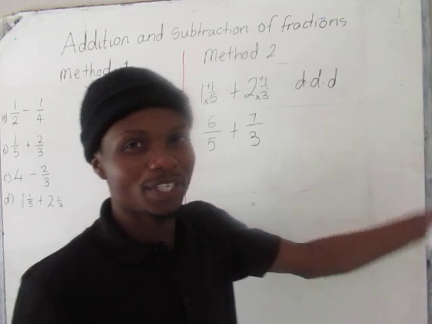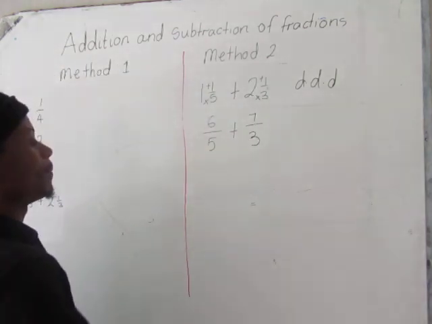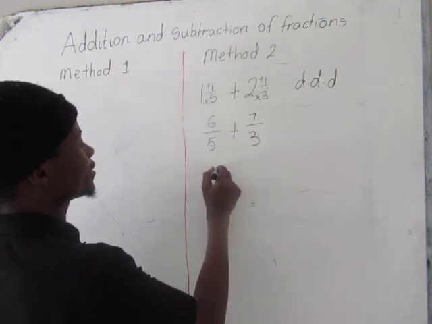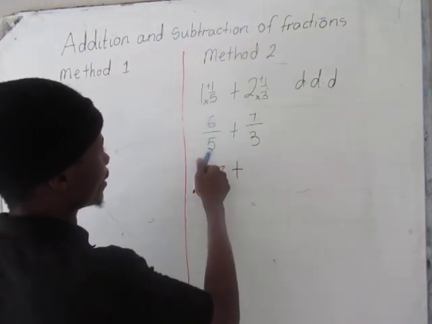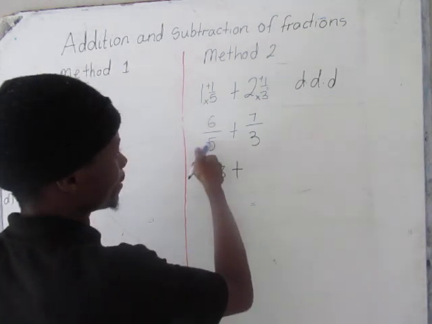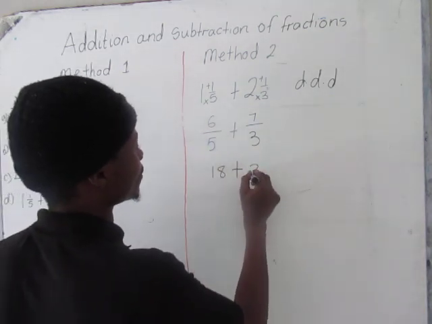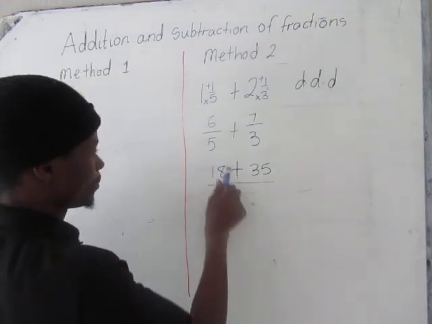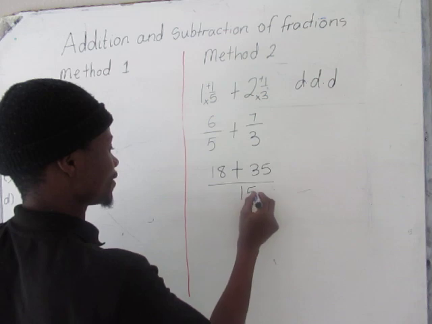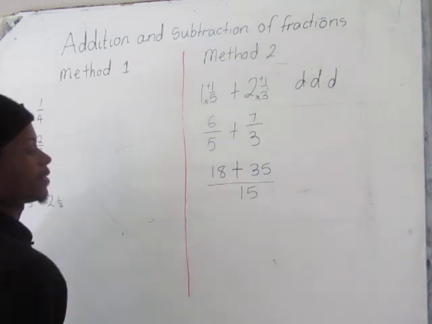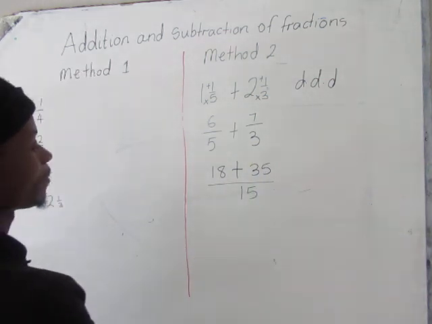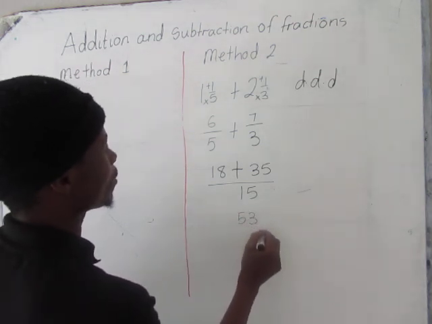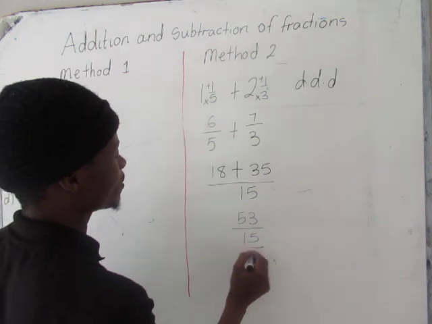Then using our triple D's or the butterfly method, we multiply diagonally this way. 6 times 3, we get 18, plus diagonally there 5 times 7 is 35. All over, we multiply the denominators, which is 5 times 3, we get 15. Then we add 18 plus 35. So we get 53 all over 15. Then that's our final answer.